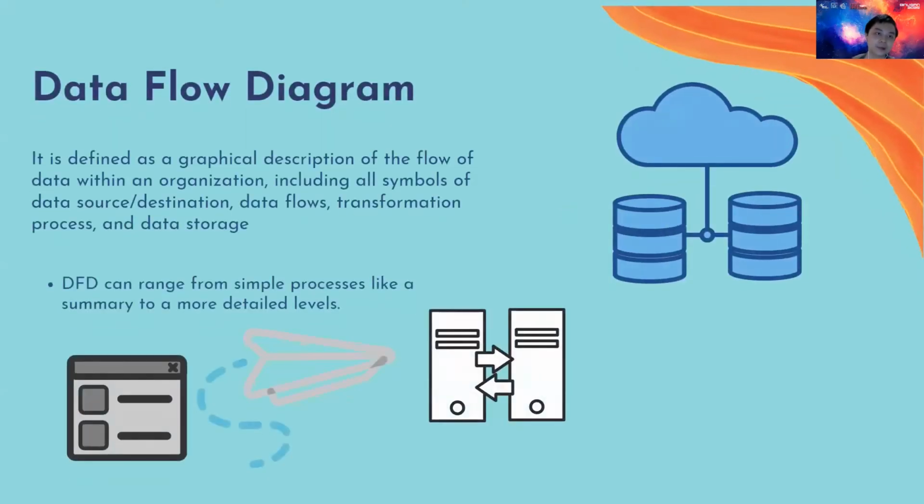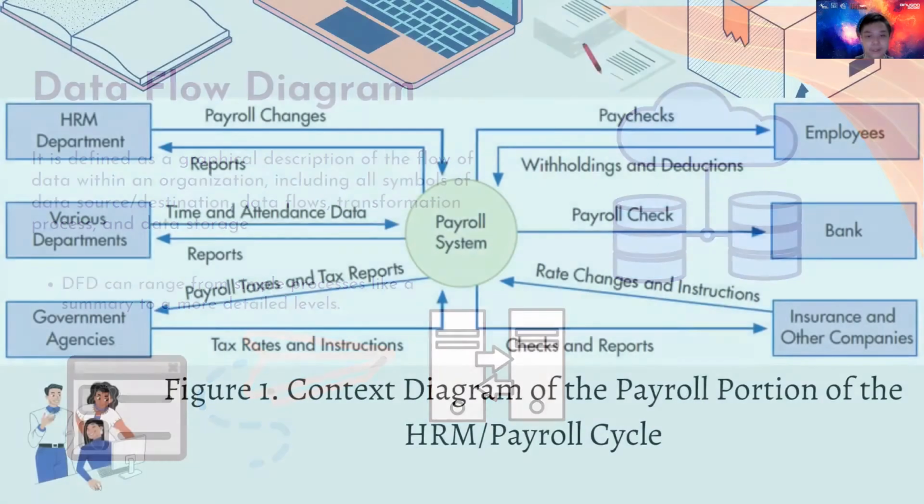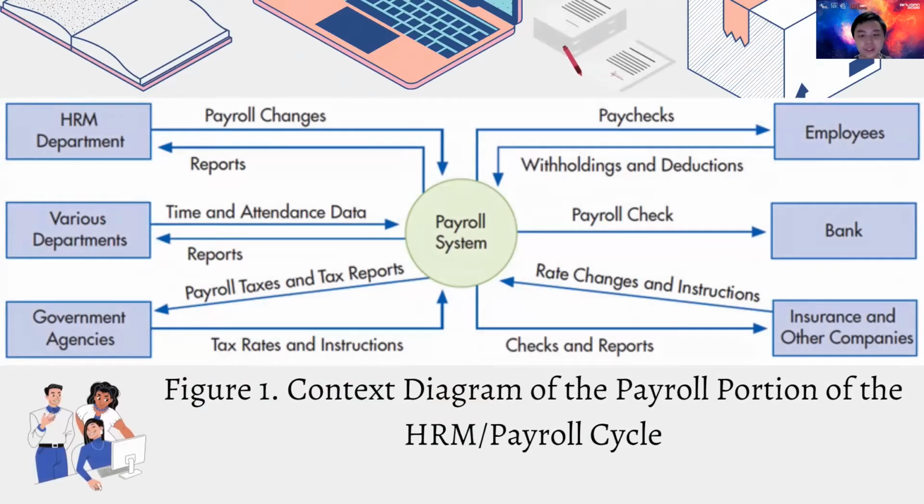Here we have the data flow diagram, meaning it's a graphical description or a visual representation of the flow of data within an organization. This includes all the symbols of data source or destination, data flows, transformation process, and data storage. A data flow diagram can range from a simple summary to more detailed levels. Here you can see this figure.